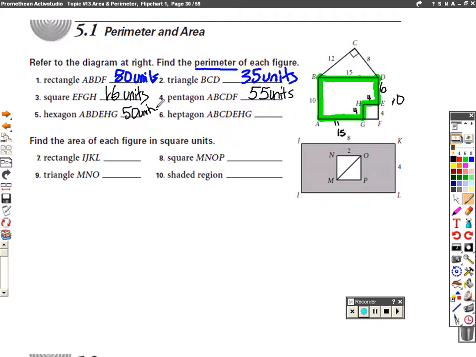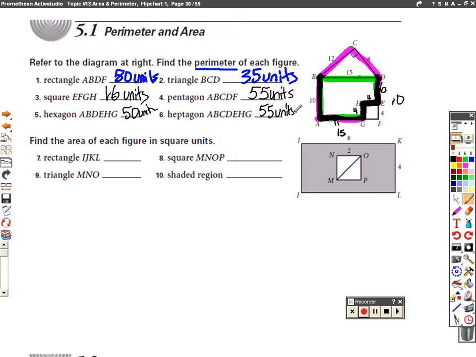All right, heptagon. Let's see what's going on there. I'm going to use pink again. So for our heptagon, we're going to go A, B, C, D, E, H, G, and then back. Okay? So this is just like our one before, except now we've got that top one as well. So I'm going to start 10 plus 12 is 22, plus 8 is 30, 36, plus 4 is now 40, plus another 4 is 44, plus 11 is 55. 55 units.